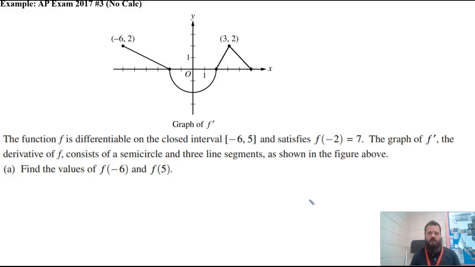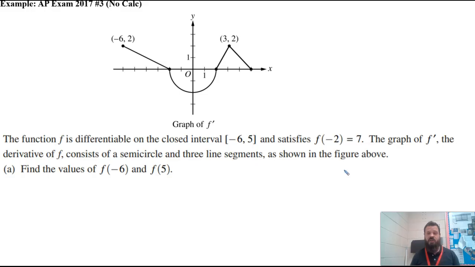No-cal problem. Okay, we have a graph of F prime, and it says the function f is differentiable on the closed interval from -6 to 5 and satisfies our initial condition, f of -2 equals 7. The graph of f prime, the derivative of f, consists of a semicircle and 3 line segments, okay, as shown in the figure above here.